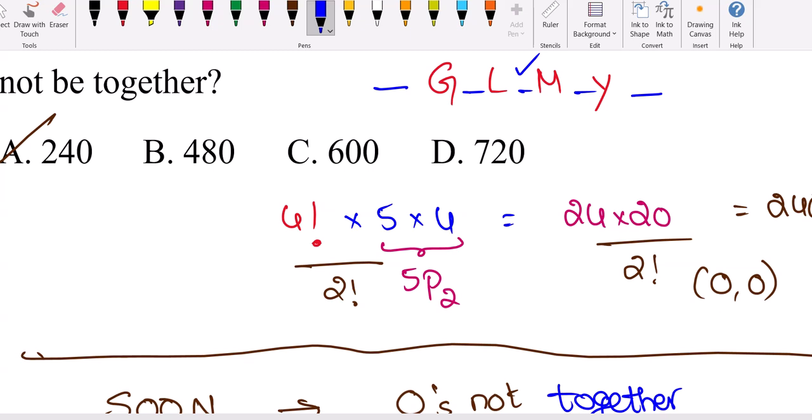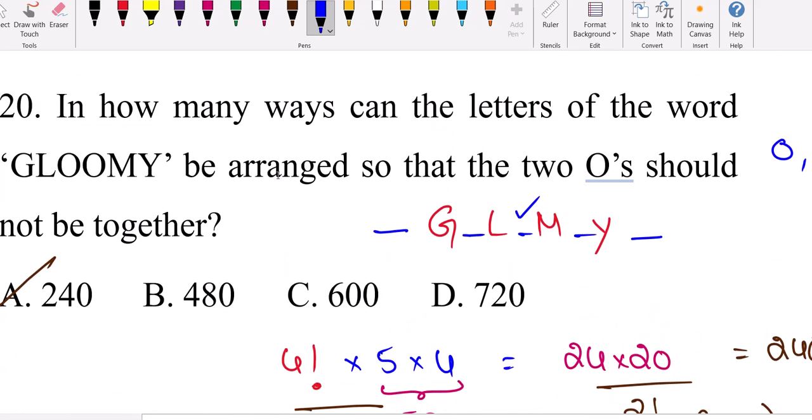Sir, in consonants there is a repetition. For that also divide by 2 factorial. There are 2 N's, for that also. Right? So once you satisfy the conditions, at the end you just see where there is repetition, and divide by that. You have to apply it. So think about the concept, learn the concepts. Any other question? Question number, please.